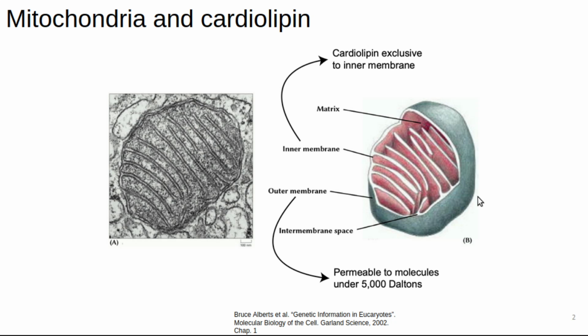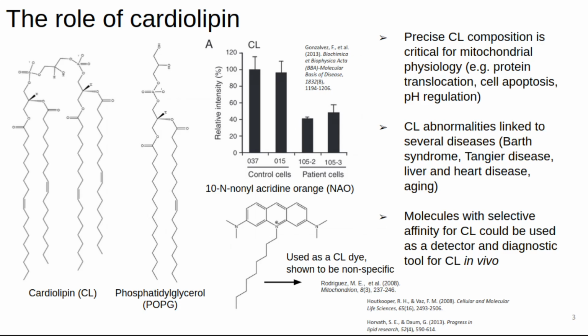Daltons. The phospholipid cardiolipin is exclusively found in the inner mitochondrial membrane in eukaryotic cells and is involved in a number of metabolic pathways. Specifically, a number of diseases are related or linked to the precise composition of cardiolipin within the inner mitochondrial membranes, where cardiolipin abnormalities have in fact been linked to a number of diseases such as Barth syndrome or liver and heart disease.